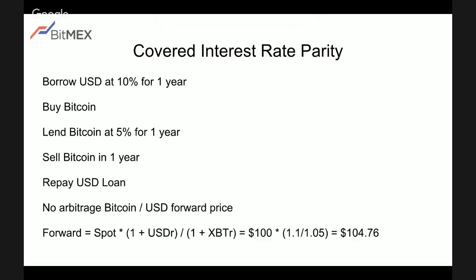Now, the covered interest rate parity formula describes the no arbitrage price of the forward for Bitcoin US dollar. So if we look down below, we have forward equals the spot rate multiplied by the interest rate differential between US dollars and Bitcoin. And if we plug in the numbers here, 100 times 1.1 over 1.05, we get about 105 as the break even, or the no arbitrage price, of this forward contract.